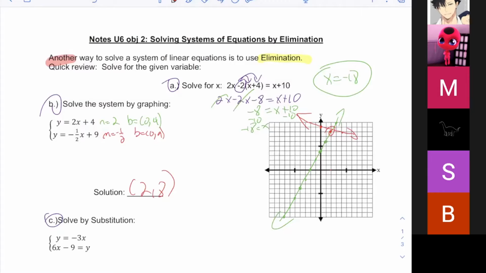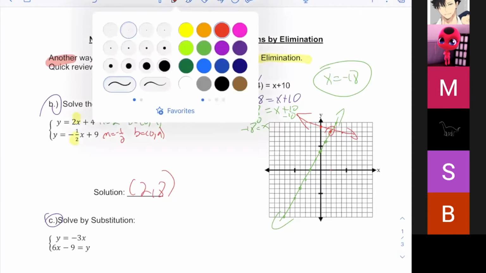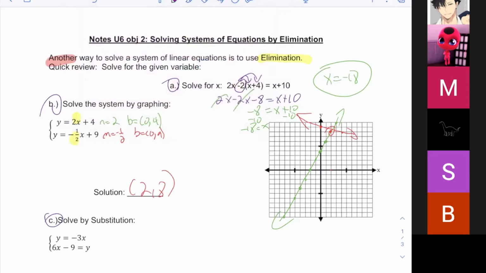Has anyone seen that before? I'll give you a hint that starts with the letter P. That's not parallel. Perpendicular, yeah. So these are perpendicular lines, which means that they intersect at a right angle or a 90-degree angle. My drawing did not do it justice. Maybe yours did. And the reason we know that is because the slopes are opposite reciprocals, okay? Again, we couldn't cover it this year. We ran out of time.